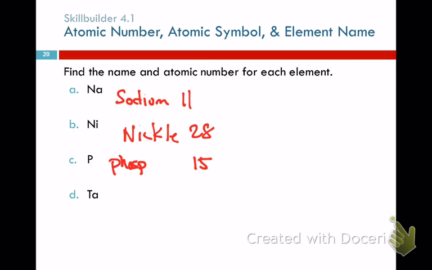By the way, you'll see 2 different spellings for phosphorus, with an OUS sometimes, and one's British and one's American, and I don't care which one you use. Oh, Ta. What's Ta? Where is it? 73. Tantalum.